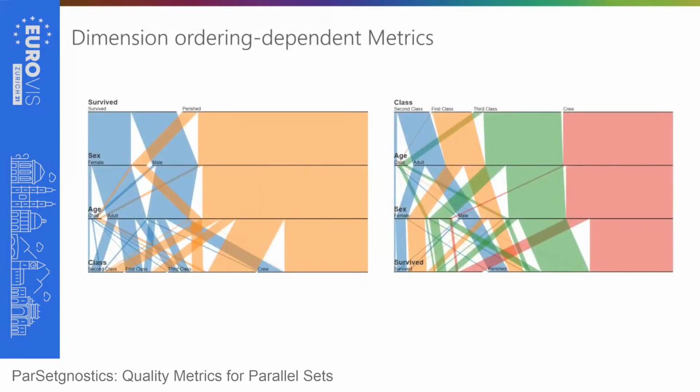So at first, I want to focus on the 3 dimension ordering dependent metrics. These metrics are in part inspired by ParSetgnostics, by Dasgupta and Kosara. ParSetgnostics are a quality metric set for parallel coordinates. Parallel coordinates is a visualization similar to parallel sets, but focused on numeric data.